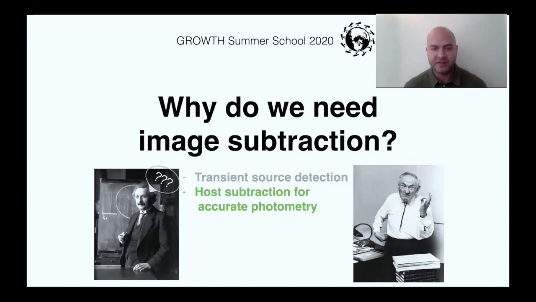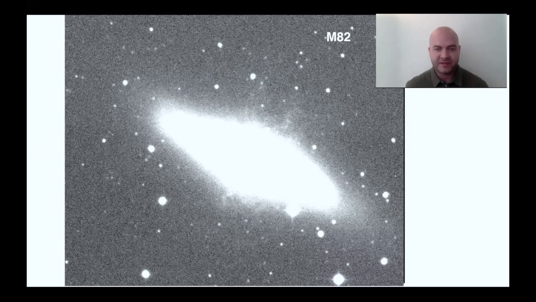All right, but that's not the only application. The second one I will mention is that if you want to study a transient event, it's very important to be able to isolate the light from only the event you're interested in and remove everything else. To illustrate what I mean, I have an image of M82, a very nearby galaxy that hosted a supernova in 2014, for example.